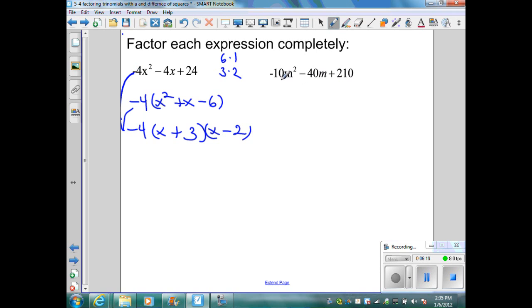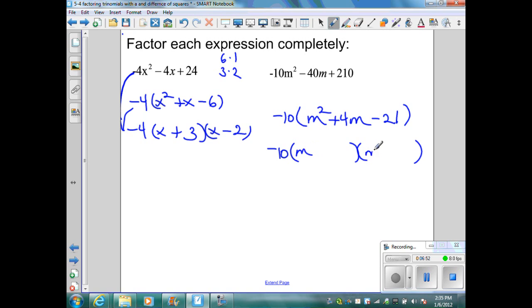Last one. Again, my first term is negative. I need to factor a negative out, and any other G.C.F., and here it will be 10. When I do that, that will give me a negative 10 divided by a negative 10 is a positive 1m squared. Negative 40 divided by negative 10 is a positive 4m. Positive 210 divided by a negative 10 is going to give me a negative 21. Factoring two sets of parentheses for the trinomial.